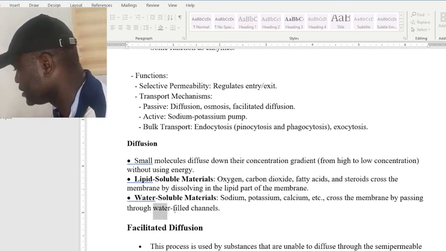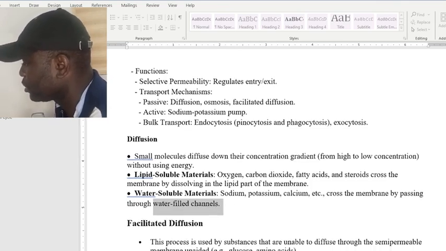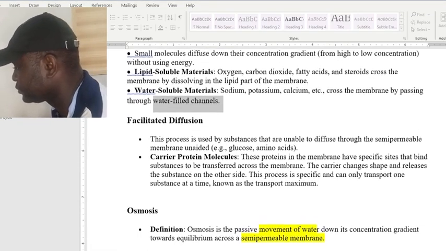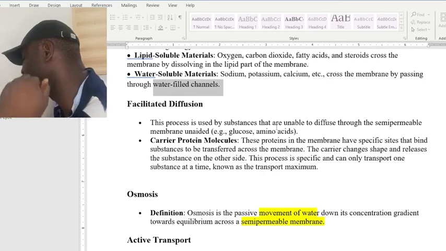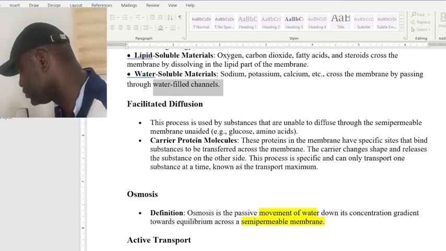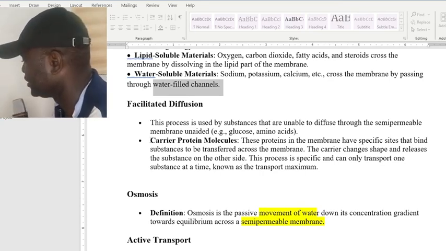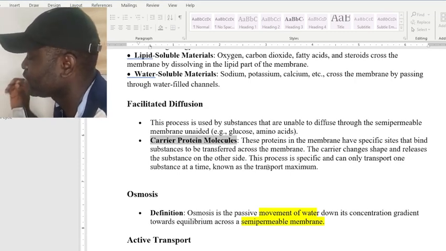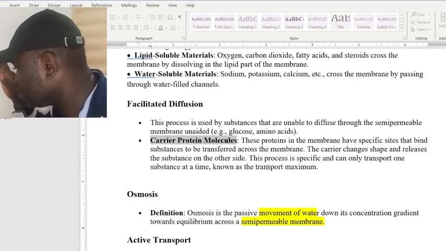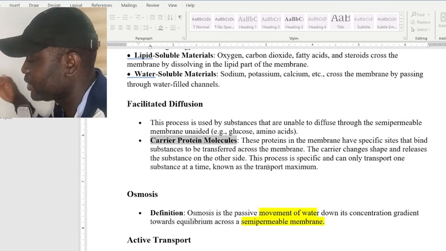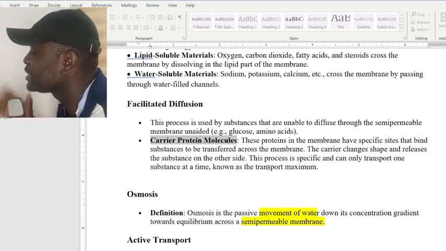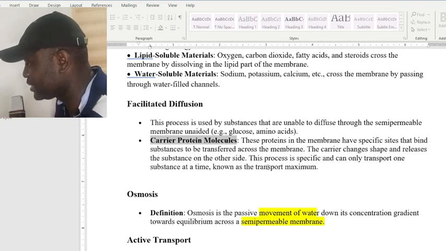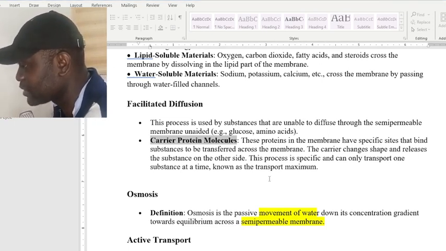So what is facilitated diffusion? In facilitated diffusion, we have substances moving through the plasma membrane by binding to carrier protein. So for these substances to move, they must bind to proteins on the plasma membrane. So this protein now turns. Let me explain what facilitated diffusion is.